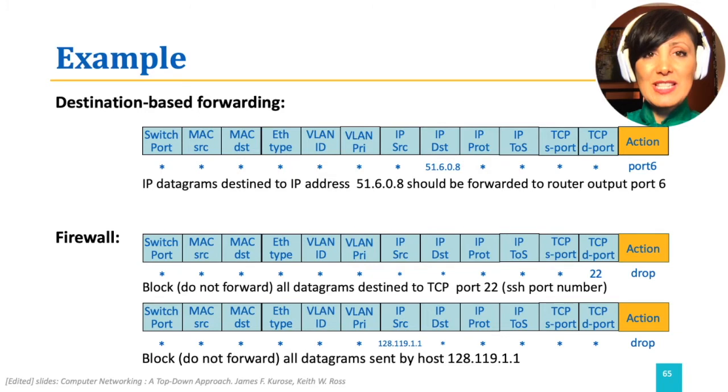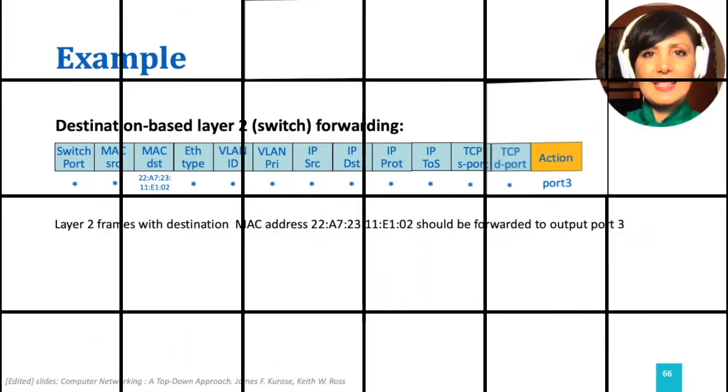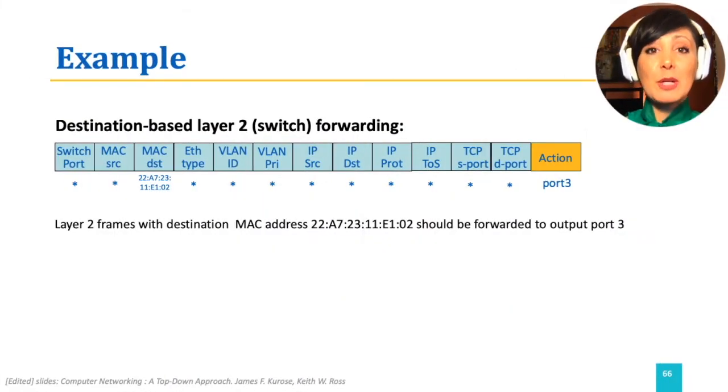The rules to match TCP header fields were used in the first and the IP datagram header fields in the second firewall example, both possible in the generalized forwarding using OpenFlow. It is also possible to perform matching based on layer 2 headers. For example, layer 2 frames with a given destination MAC address could be forwarded to output port 3 to achieve a switching function using generalized forwarding.